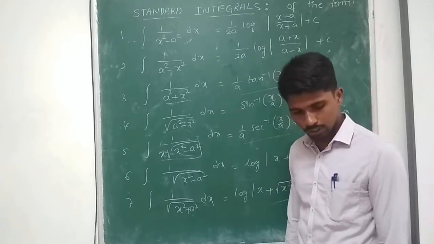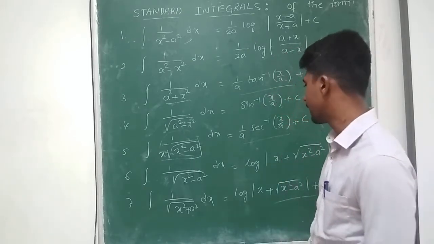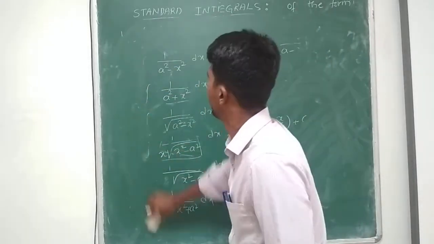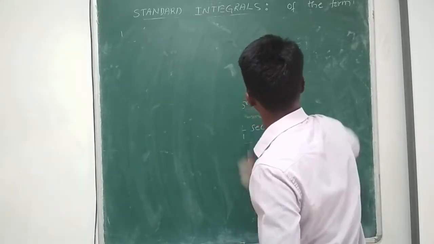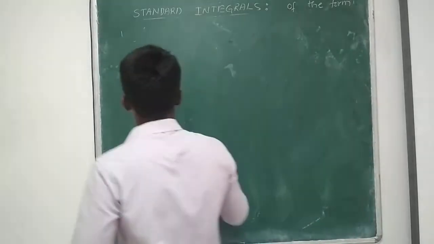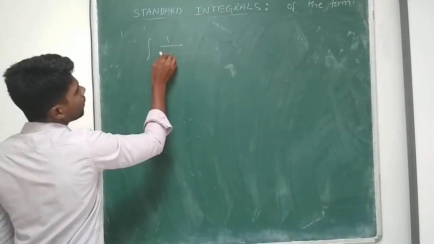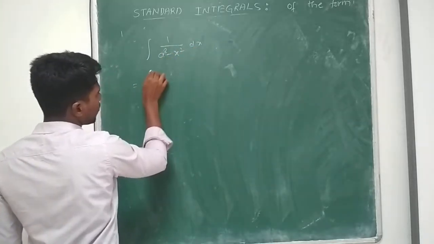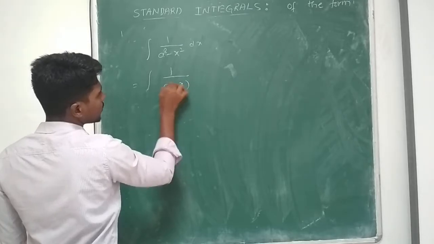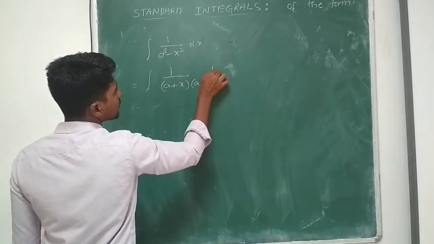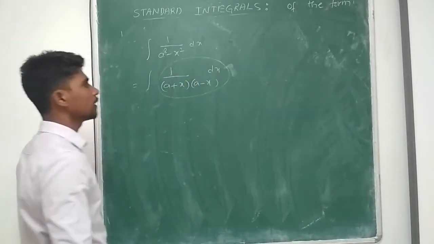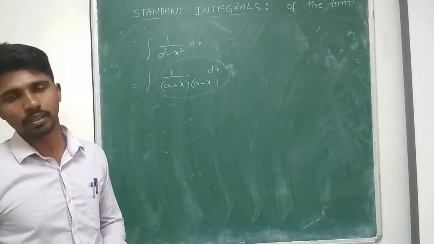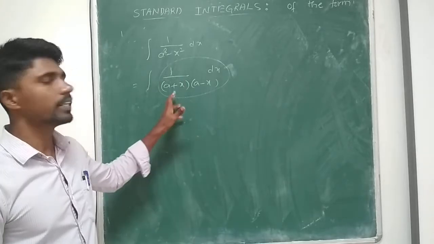Okay, let me solve these particular problems. We check whatever we get. Integral 1 by a square minus x square dx can be written as 1 by a plus x into a minus x dx. So how are we going to split this? We have the denominator in product form. If we are able to write it in sum form, we can find its integration easily.